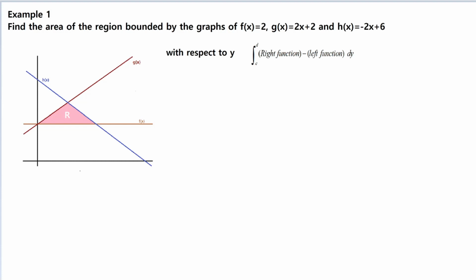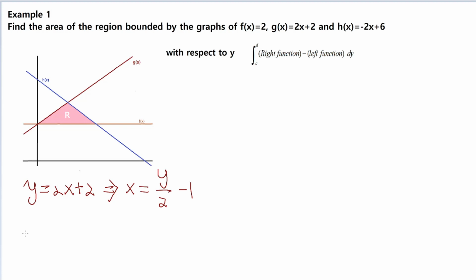Now, let's look at this case once again. Your right function will be h of x. Your left function will be g of x. Now, because you want to solve it in respect to y, these functions need to be solved as x equal to. Our g of x, which is y equal to 2x plus 2, is the same thing as x equal to y over 2 minus 1.